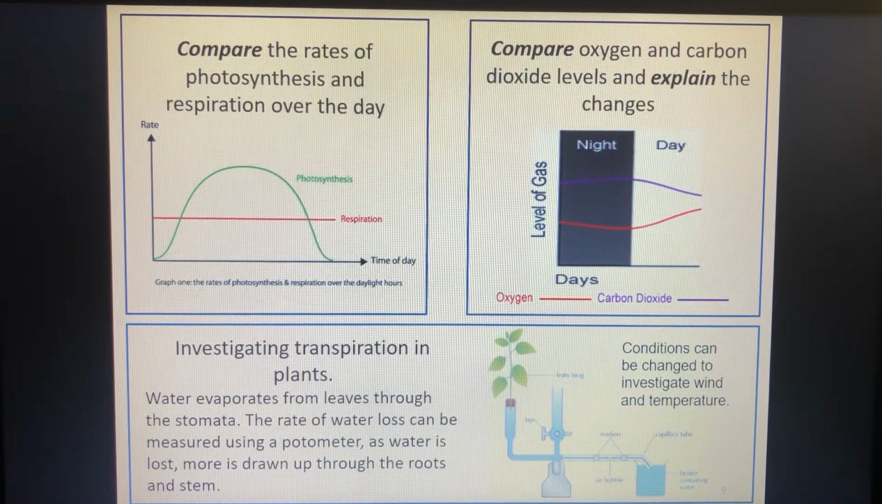Okay, so two types of potometer there, not a required practical but quite a favourite. Okay, and it's investigating transpiration rates. Okay, that's the movement of water through the xylem.